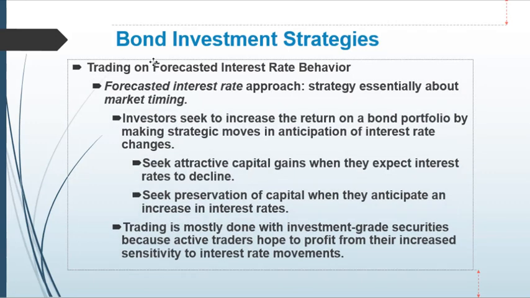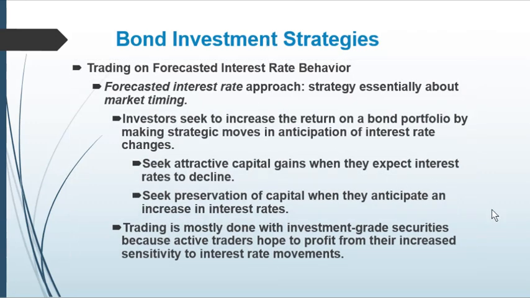Maybe we want to trade on interest rate behavior. So we need to have a forecasted interest rate approach. Essentially, this is all about market timing. Investors want to increase the returns on their portfolio in anticipation of interest rate changes. They're going to seek capital gains when they think interest rates are going to decline, because if interest rates go down, prices will go up. So if you're predicting prices are going up, you're going to want to make sure you have bonds with relatively high durations, because they will move the most.